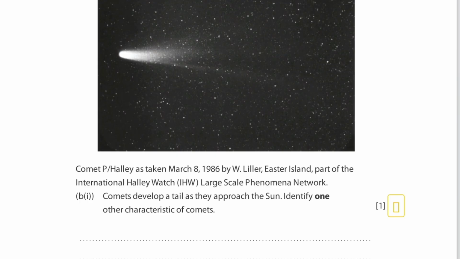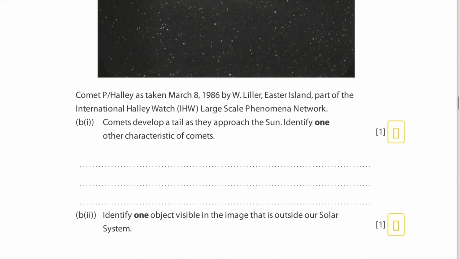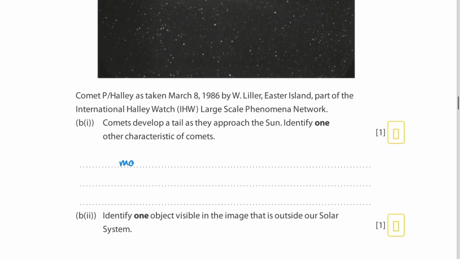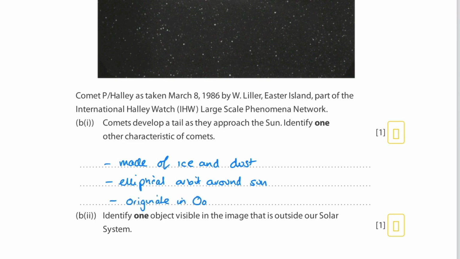An image of a comet is shown. Comets develop a tail as they approach the Sun. Identify one other characteristic of comets. Okay, well, they're made of ice and dust. They have an elliptical orbit around the Sun. And, I mean, that's enough, but I think they originate in the Oort cloud. I think you're expected to know that.